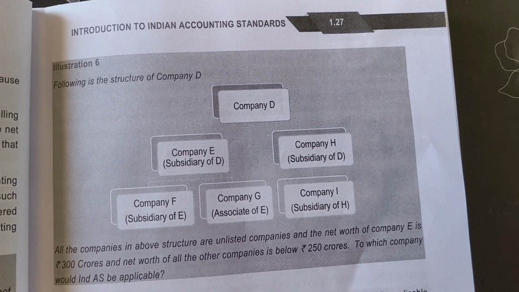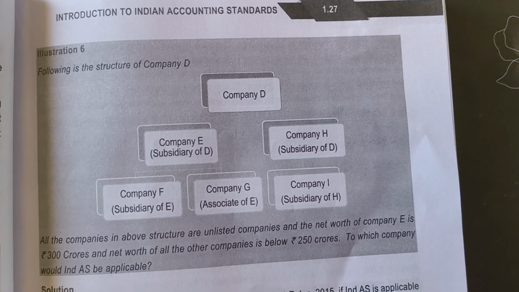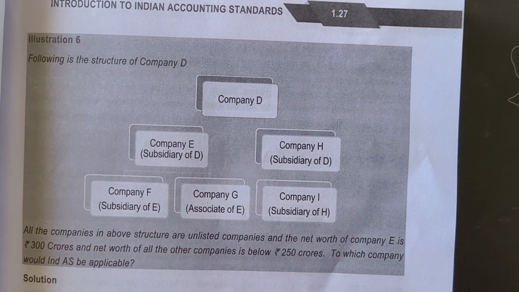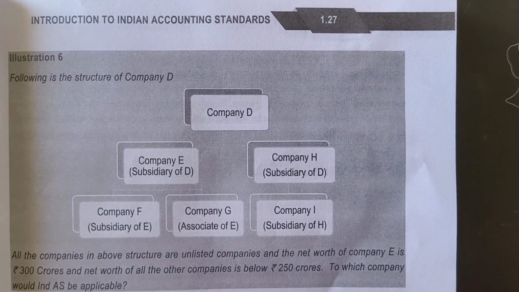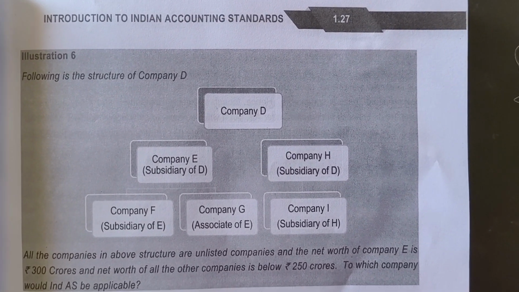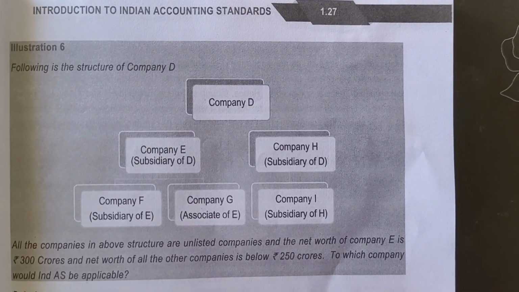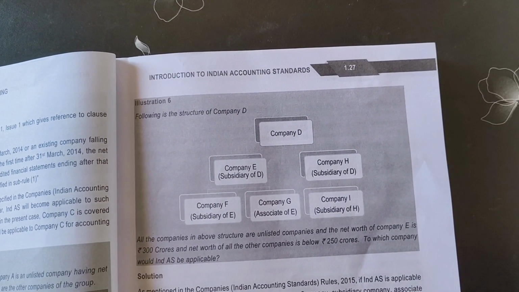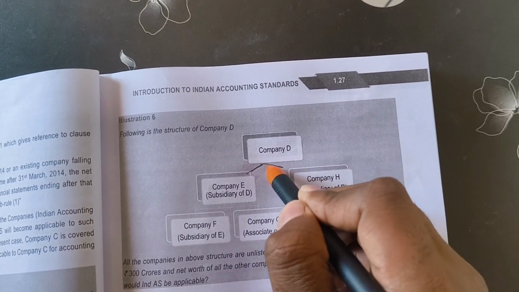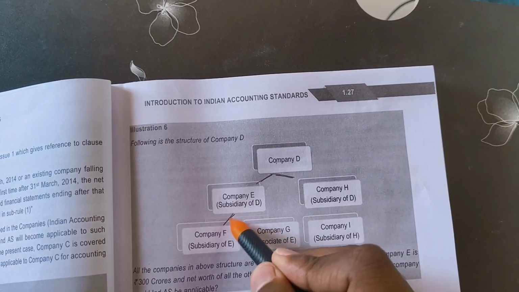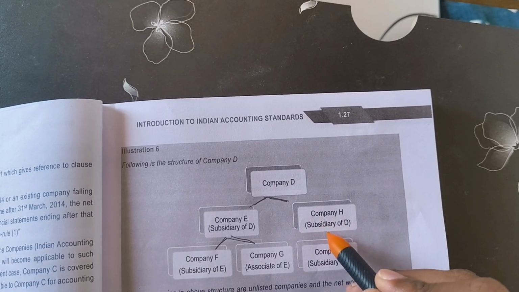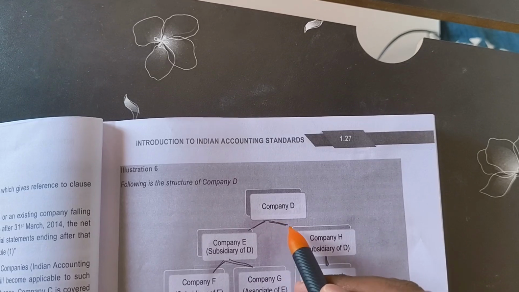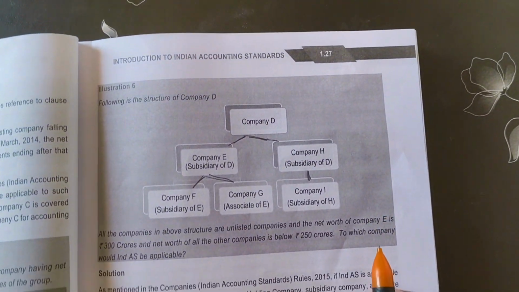And one last time we'll discuss this illustration 6 without even seeing the answer. So they have given the company D and subsidiaries E and H, and F is a subsidiary of E, and G is an associate of E. Okay, so we can draw something like this. These both are subsidiaries of this, and this one is a subsidiary and this one is an associate. And this is the subsidiary of this, so this company is not related to this. So this is the figure we are drawing.